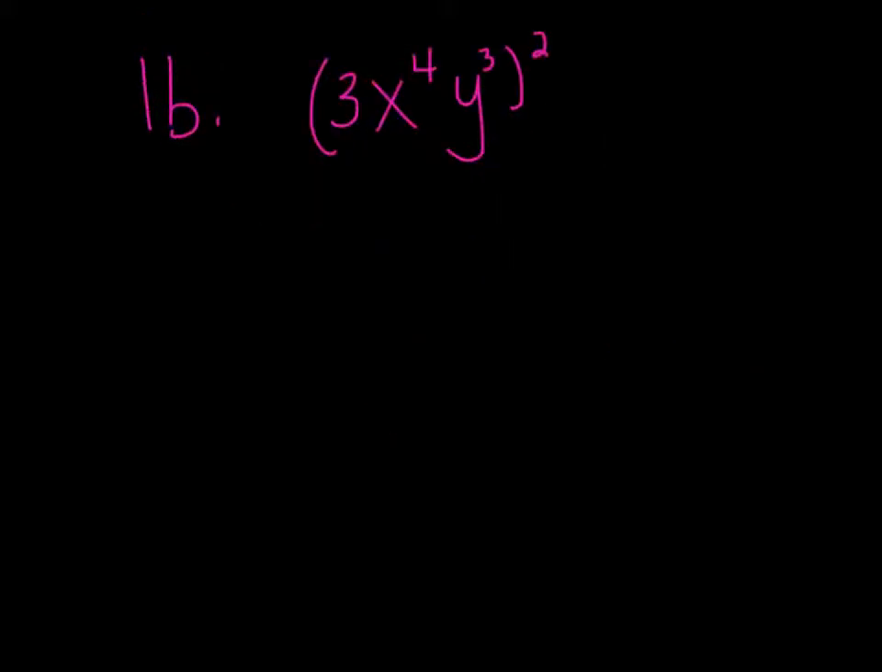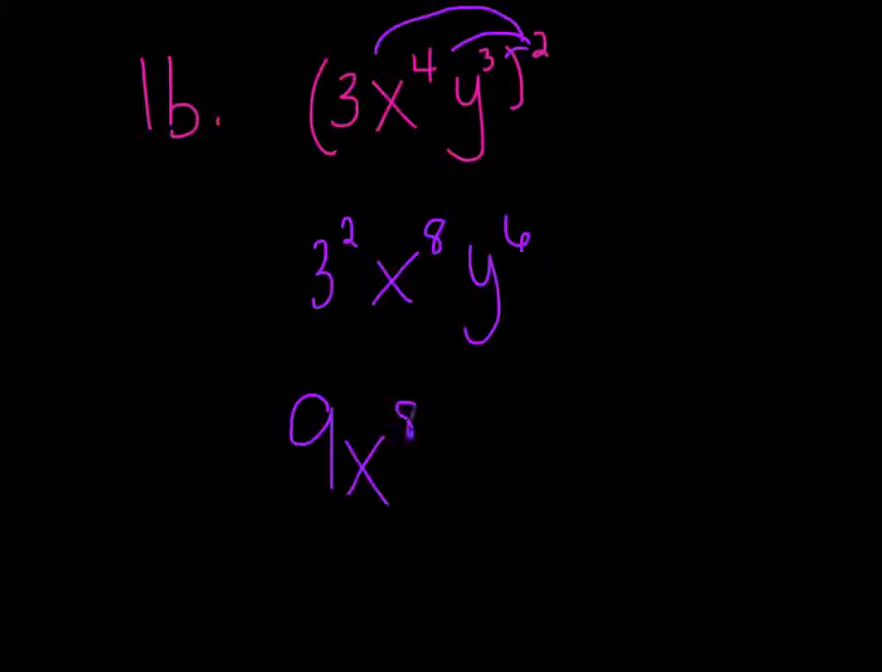So you need to have this, and then if you want to write equals 256, you can. Okay, 2b, you're using power of a power. It's parentheses, so you're going to multiply your powers. You're going to give it to each part. I'm going to give it to that 3. Then I'm going to give it to the x. I'm going to multiply those powers. I'm going to get 8. Multiply the powers on y. We get y to the 6th. And then simplify. 3 squared is 9, x to the 8th, y to the 6th.